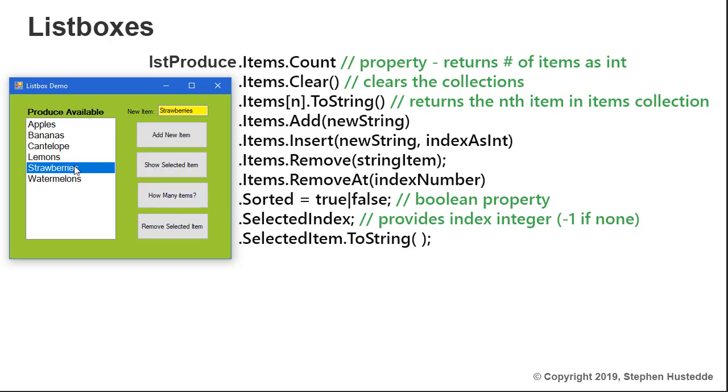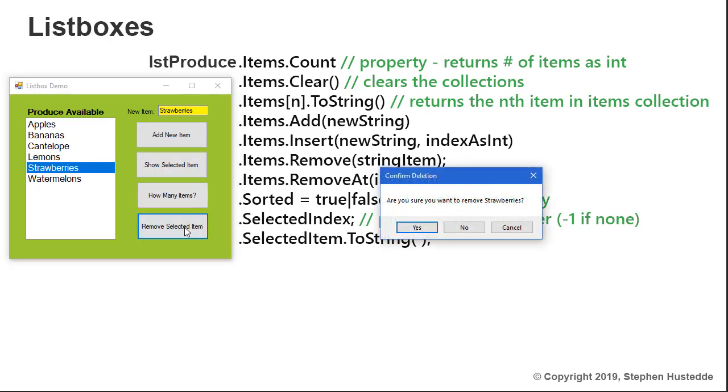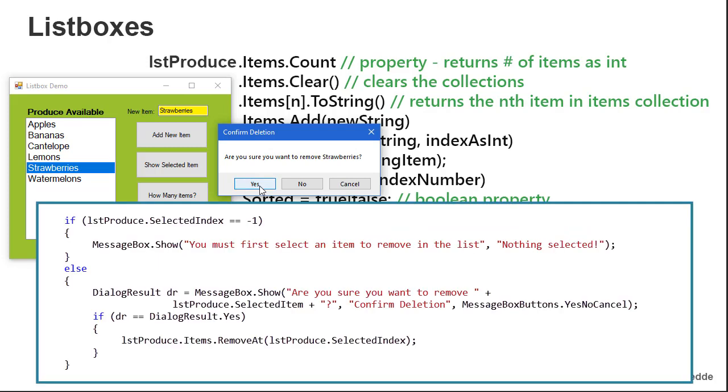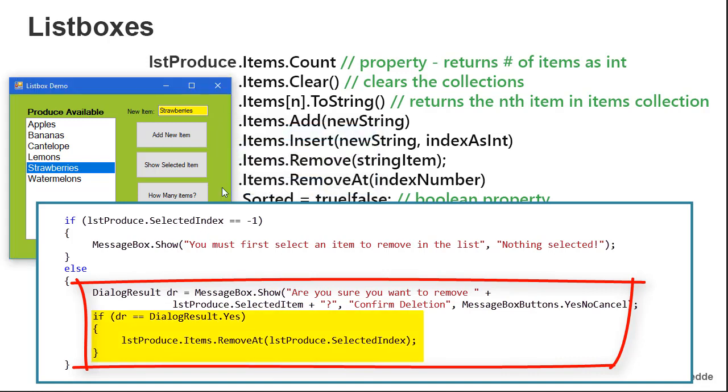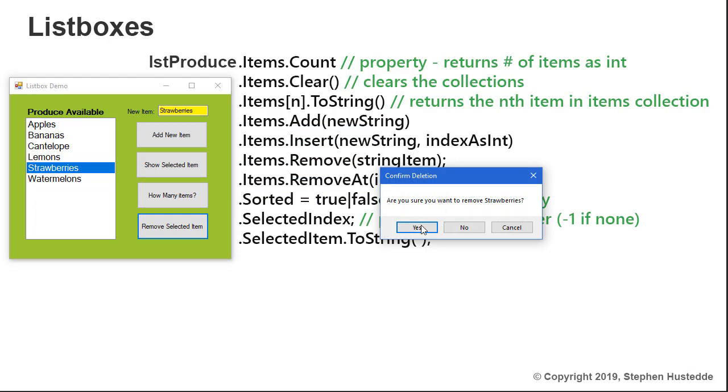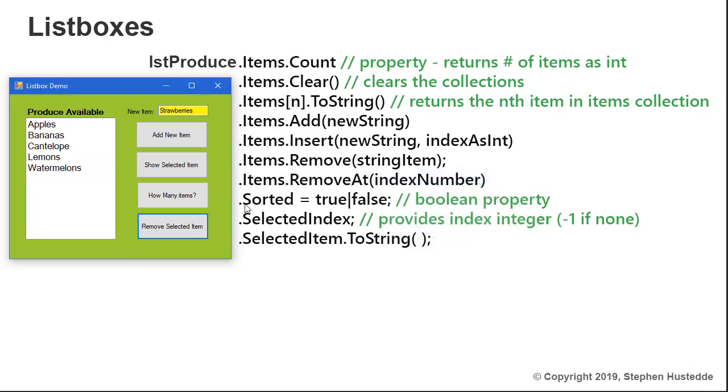So if I'm going to get rid of strawberries now that I've added it, I could say remove selected item. I used a message box to make sure that the user actually wants to remove that item, so we can use a dialog result. And if they click no, nothing happens, but if they click yes, it removes the item.